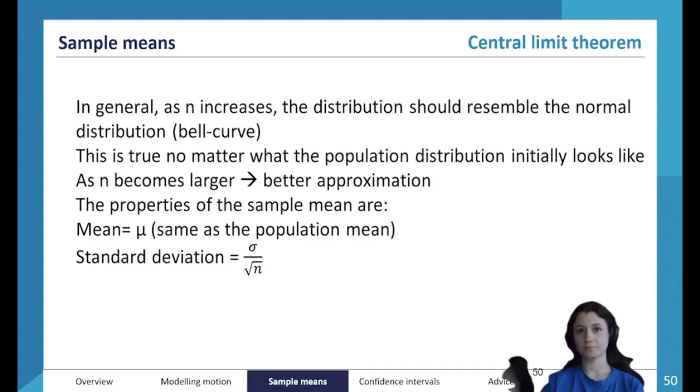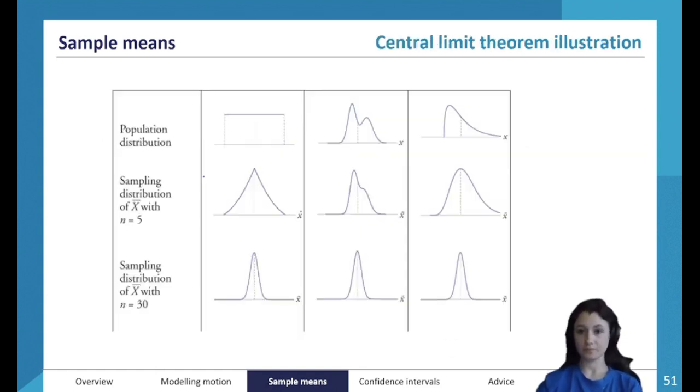Alright? And then the mean of the samples is going to be the same as the population mean, and the standard deviation of the samples will be the standard deviation divided by the square root of the number of samples taken. And here we can see a nice visualization, alright?